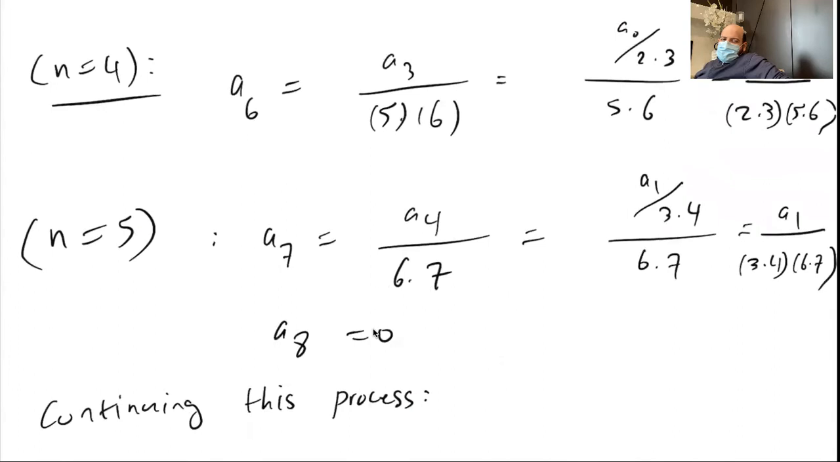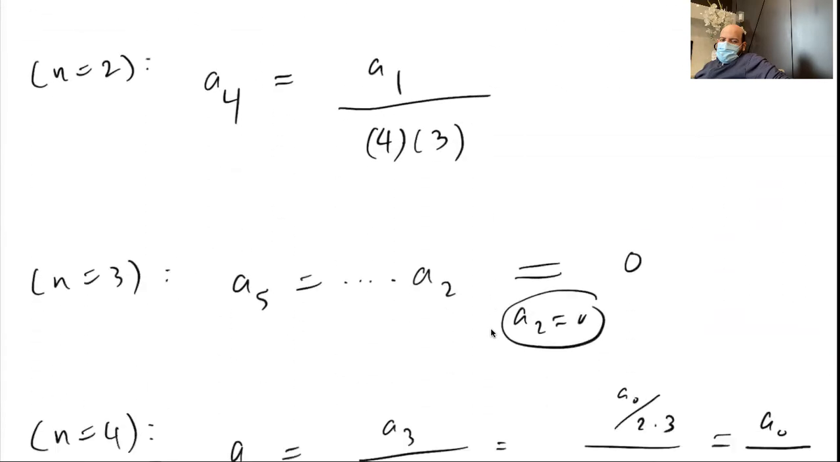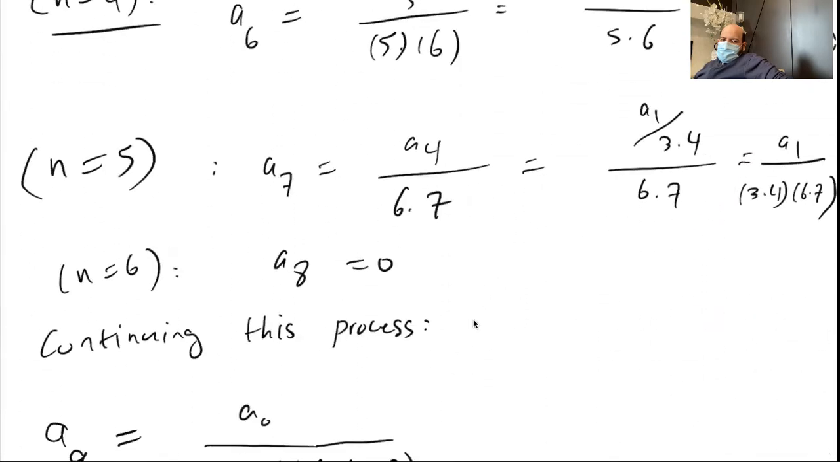A8, if we replace n with 6, we'll see that A8 is equal to some constant times A5. But A5, we already know it's 0. That means A8 will be 0 as well.